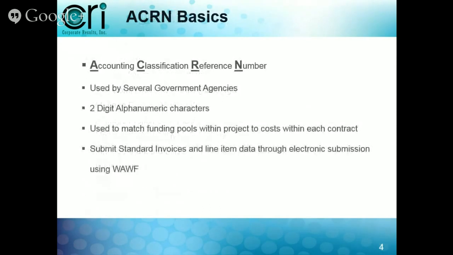So we just wanted to hit on a couple of ACRN basics. What is an ACRN? ACRN is short form for Accounting Classification Reference Number. It's used by several government agencies. It basically ends up being a two-digit alphanumeric character. The government uses it to match funding pools within a project to cost within each contract. So it's a way that the government is tracking their funding. It is also used for the submission of standard invoices and line item data through electronic submission using the WAWF functionality.